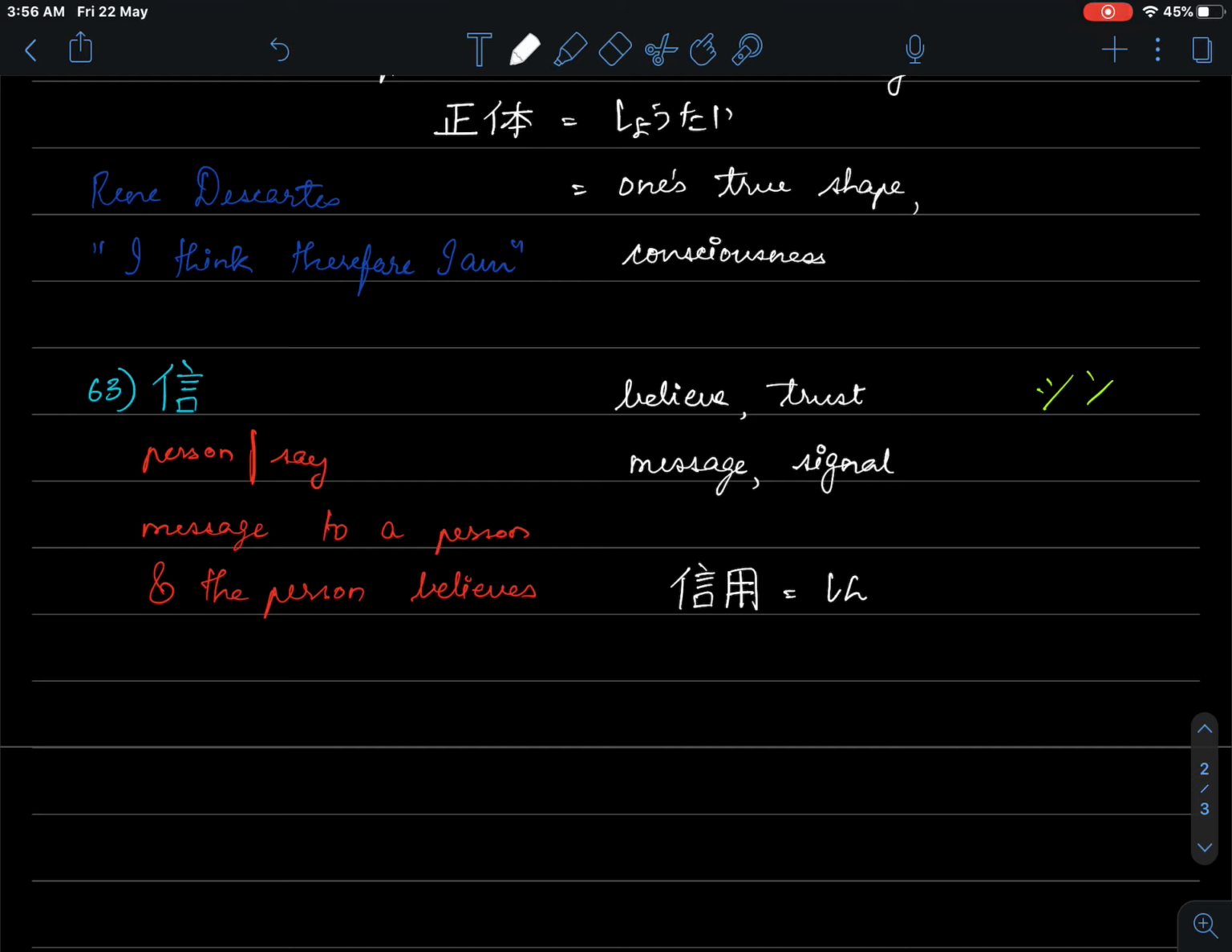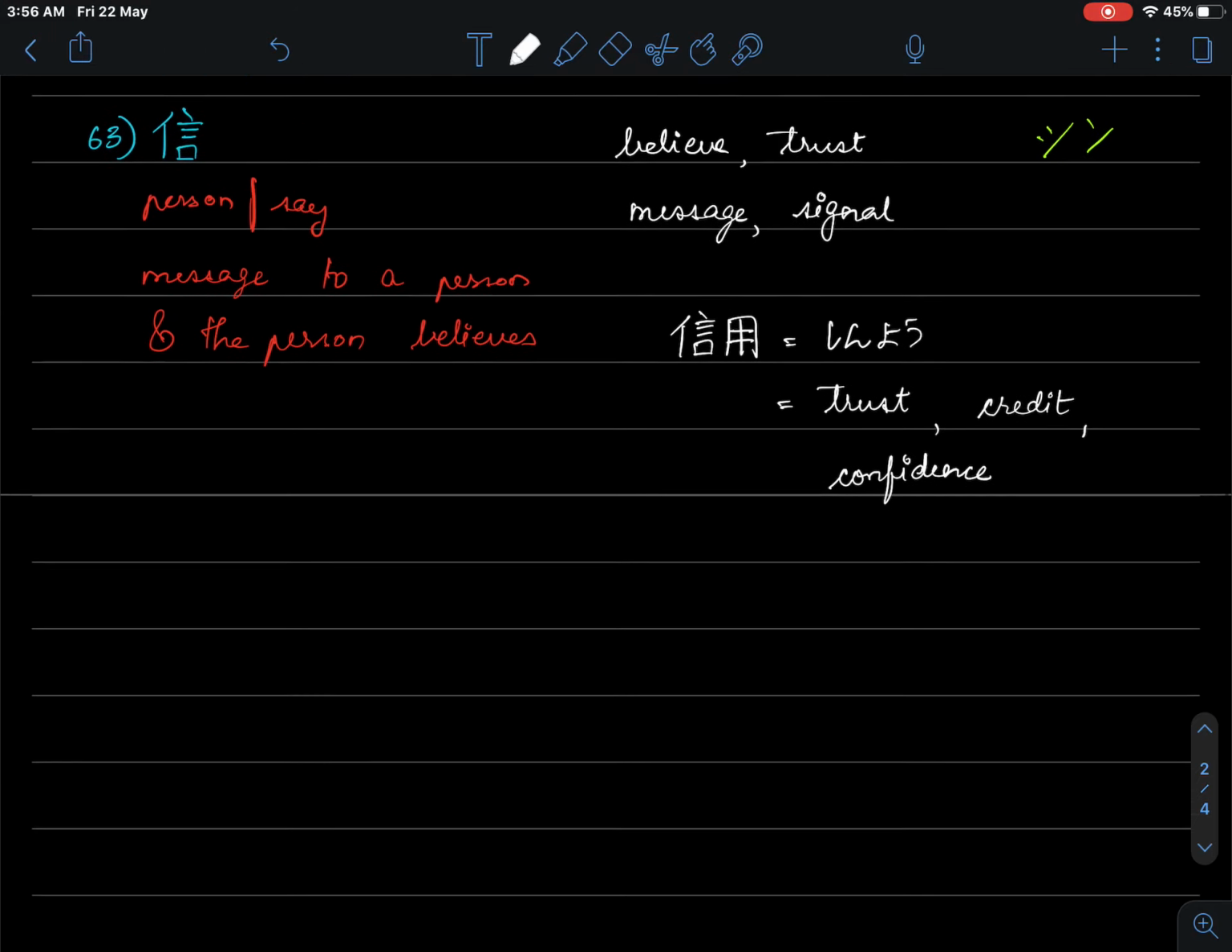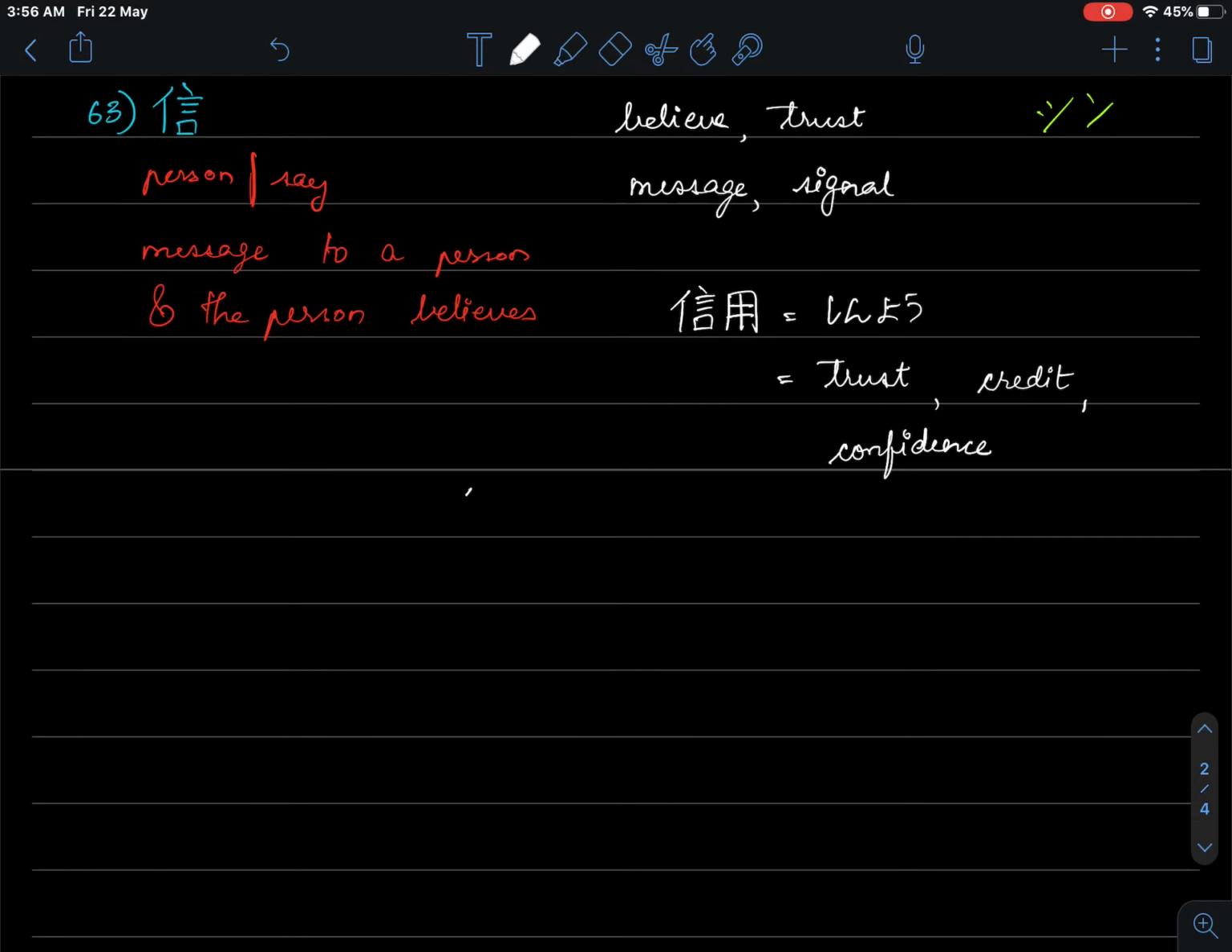Okay, this will be read as shinyo, and this means trust, credit, or confidence. Okay, so you have belief, and then you have the kanji for use. So you use it to believe, or you trust. Okay, that's how that comes up. Now let's have a look at one more.